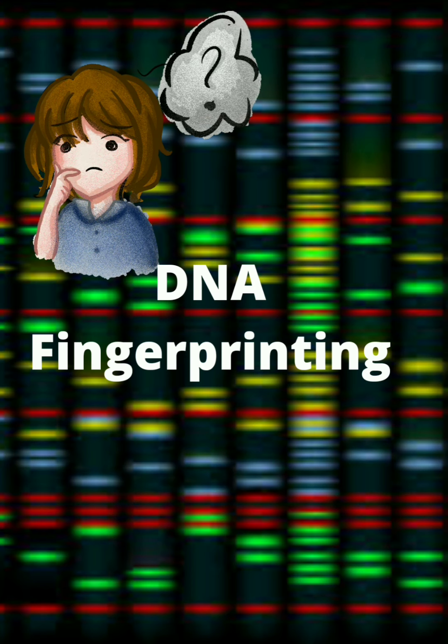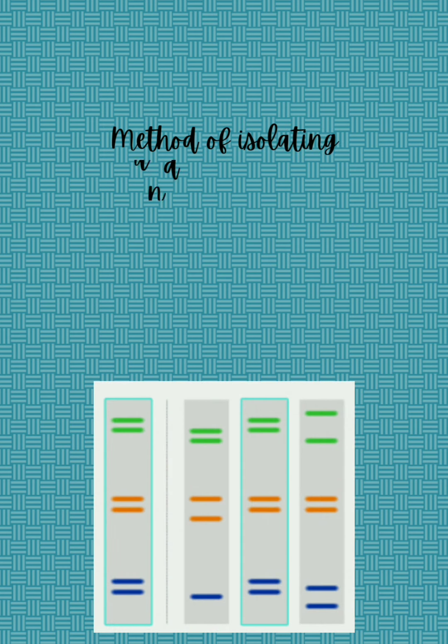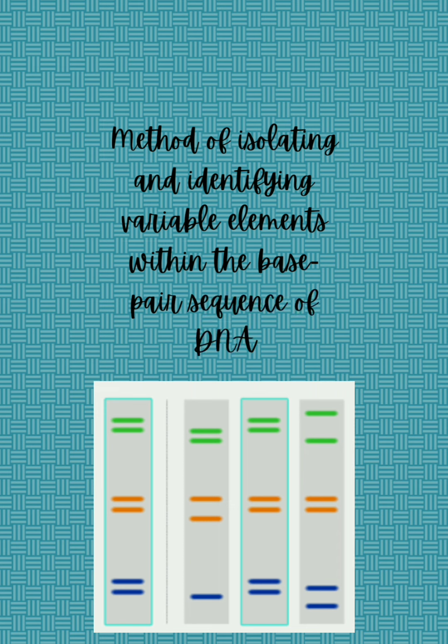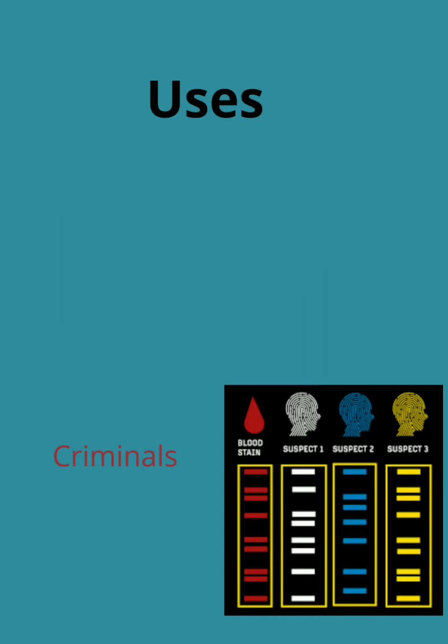DNA fingerprinting. DNA fingerprinting was developed by Alec Jeffreys in 1984. It is the method of isolating and identifying variable elements within the base pair sequence of DNA. It has a wide variety of uses, like to solve parental disputes, to find out hereditary characters of living beings, and to find missing individuals and criminals.